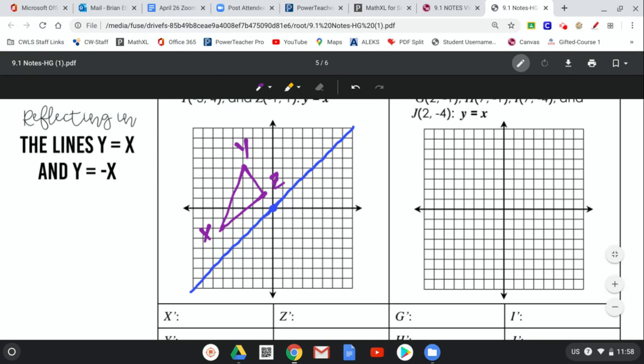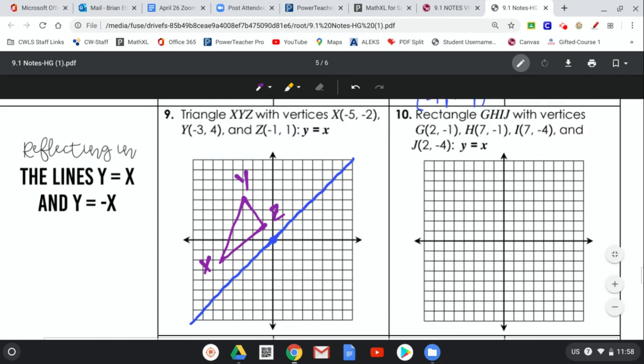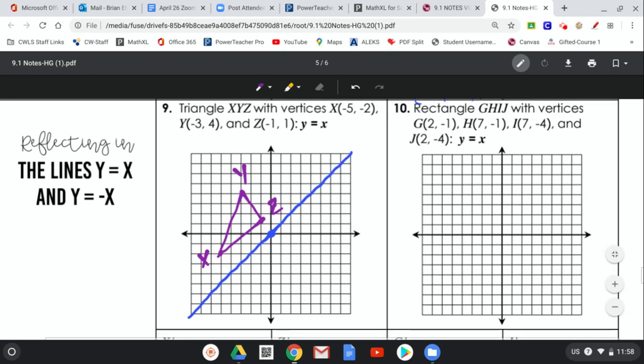But again, I think it's pretty simple to count over and see how many spaces we are away from that line of reflection. Now, for this, it's really weird because if you count, you're going to be counting diagonally. So here's a little trick, all right? And this one, there's two different tricks. One's for the line y equals x that we're going to do here for number 9. So that's the one I'm going to start with.